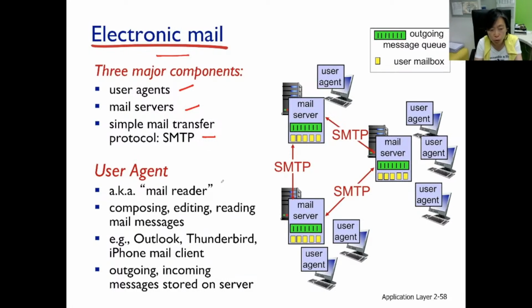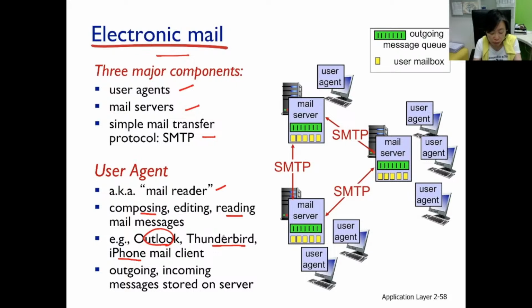Let's start from the user agent. They're essentially the email readers. They allow us to write email, edit email, read emails. Outlook from Microsoft is one mail reader that's very well known. Thunderbird, I don't know if you know about this one. This is from Mozilla, the company that also produces Firefox, the very well-known web browser.